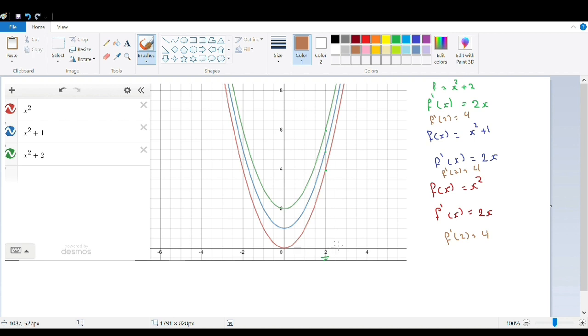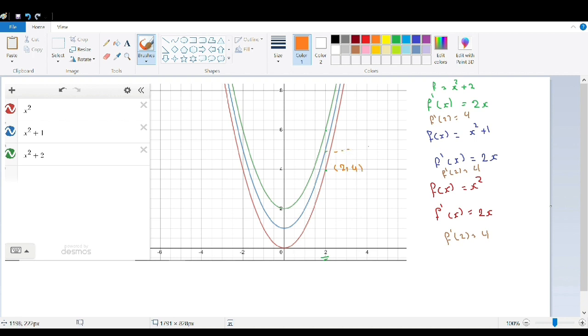But what about the point of tangency? Do they have the same point of tangency? No. Each one has a different point of tangency. So for this one, y equals x squared, the point of tangency is at x equals 2, and we have the function y equals x squared, so 2 squared will be 4.